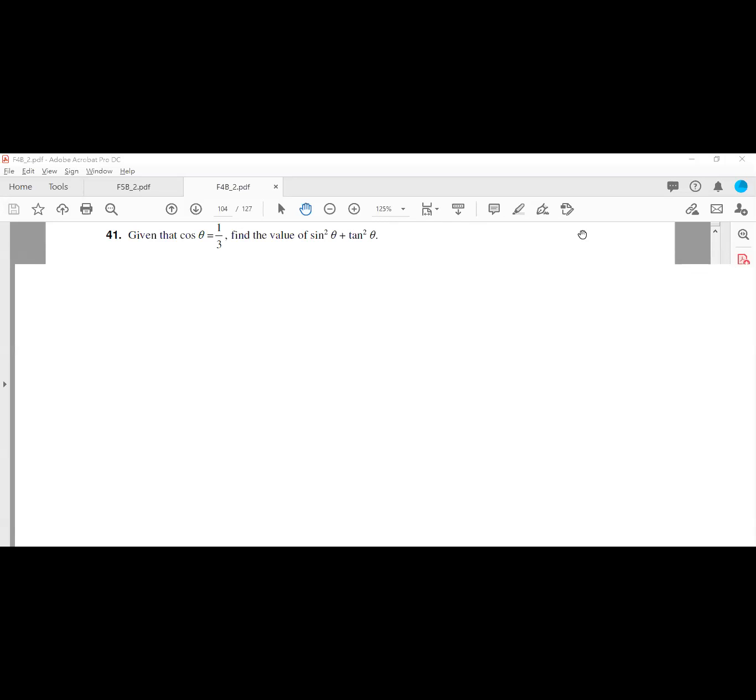Okay, let's check the answers. So cosine theta is 1/3, okay? And we need to find out which quadrant theta lies in. According to ASTC, cosine is positive, so it cannot be S, cannot be T. But we do not have more information to confirm whether it is A or C. So theta can be in quad A or quad C.